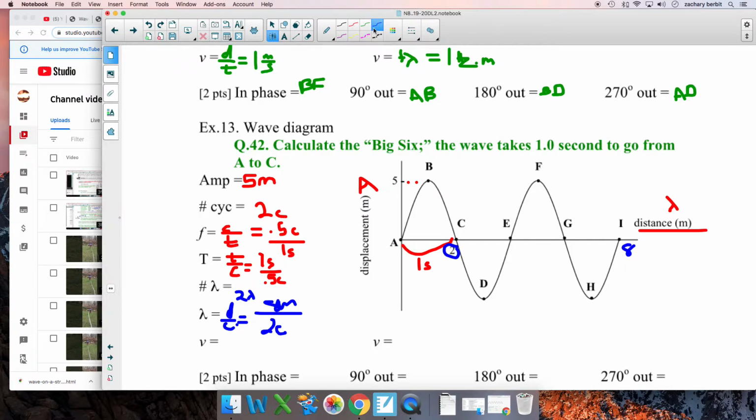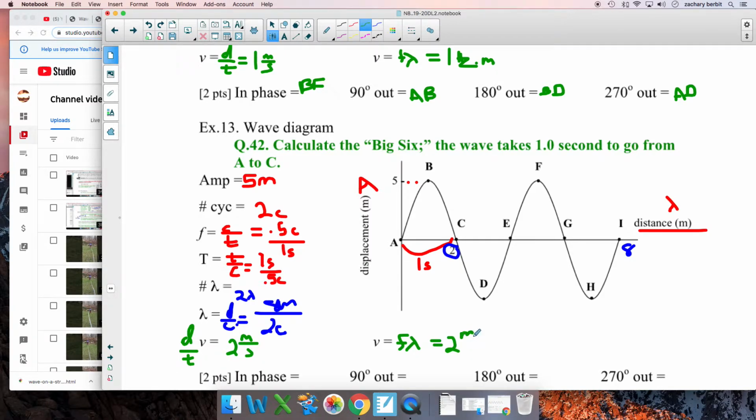The speed, you do the same business as above. Distance over time. And this one is 1 second, 2, 3, 4 seconds. So 8 meters over 4 seconds. This one came out to 2 meters per second, actually. And if you do this as frequency times wavelength, so this was the D over T version, then the frequency we got to be half hertz. The wavelength we got to be 4 meters. Half times 4 also comes out to 2 meters per second, no doubt.